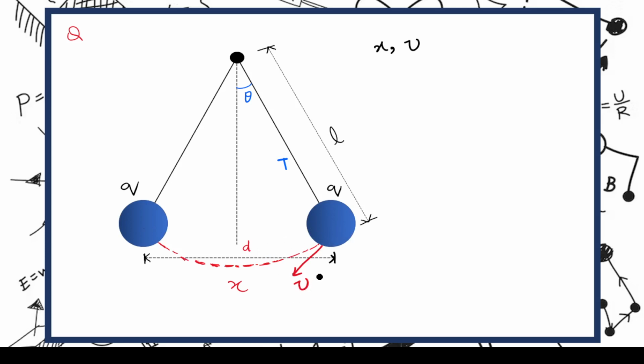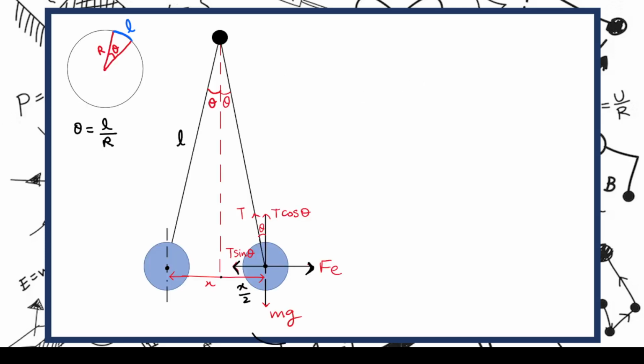So we are asked here to find the relation between the velocity of these spheres and the distance they are separated by. Now let us solve this. Here's a free body diagram of the system. You can see the system is symmetric. The forces on this sphere will be the same as on this sphere. Now let us represent the forces on this sphere.